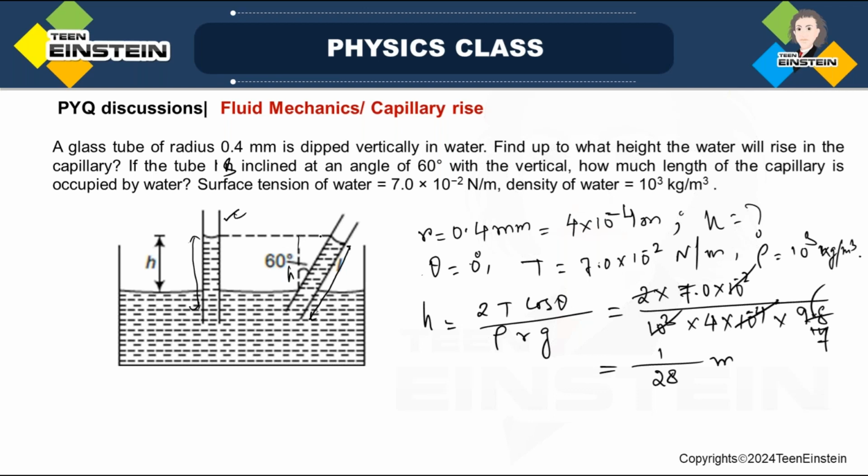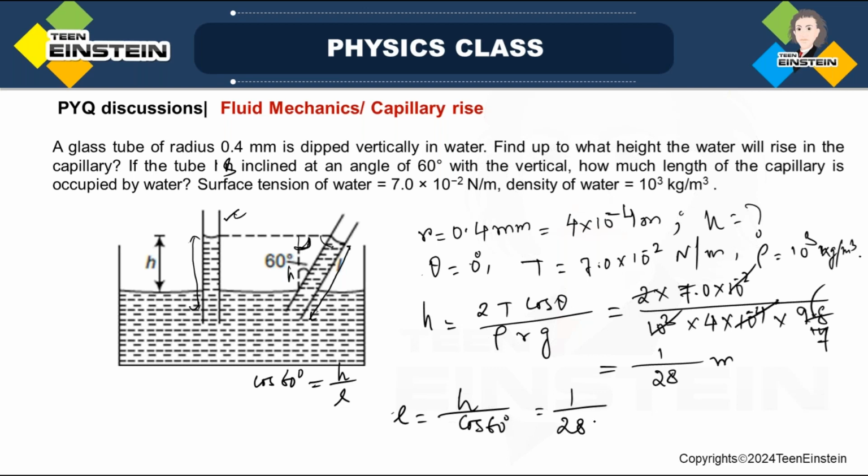Now according to the figure, I can think of a right angle triangle. This is the right angle, so this is the hypotenuse, this is the base, and this is the perpendicular. In that way, cos of 60 degree is equal to the base, that means height, by L, the hypotenuse. So we have to find out what is L. L is H by cos of 60 degree. Height is this one, 1 over 28.